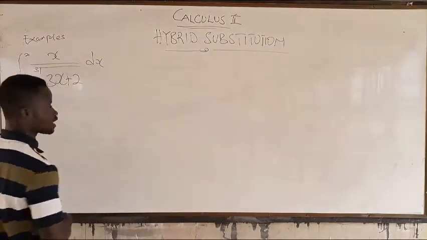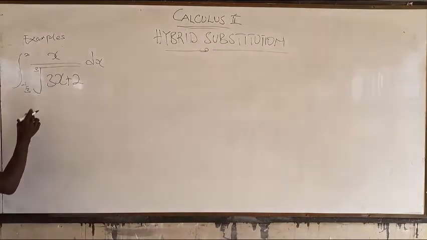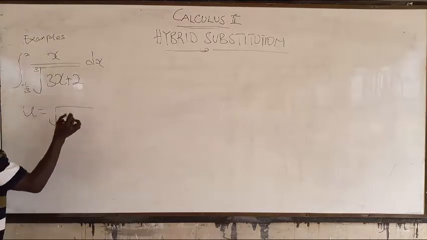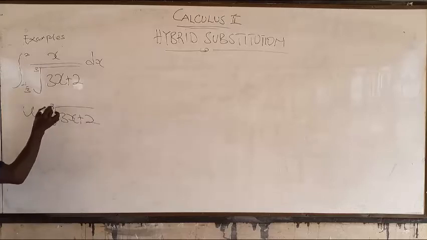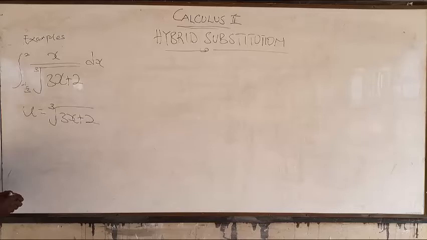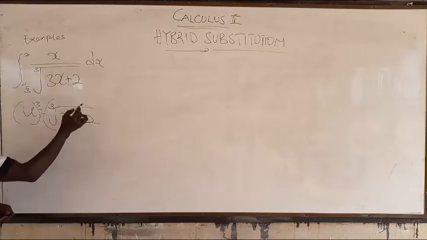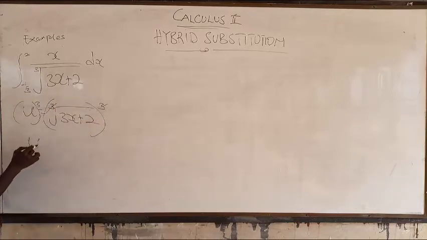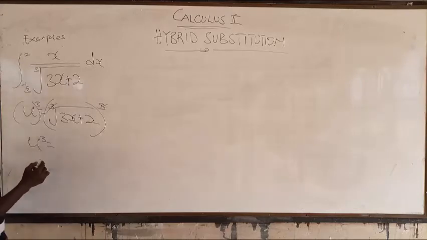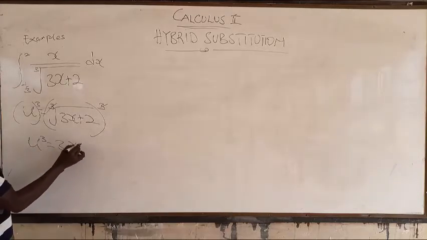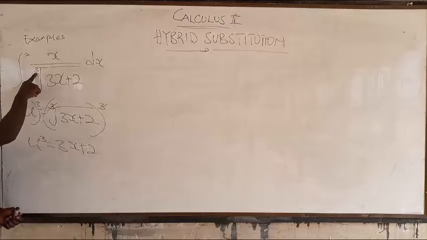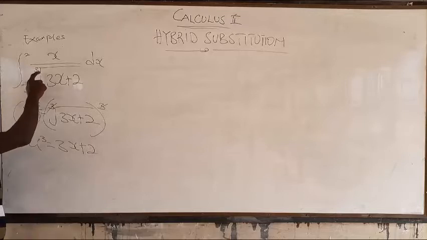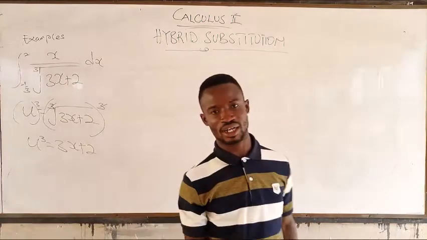So looking at what we have there, let's set u to be equal to the cube root of 3s plus 2. Then to remove this, what will you do? You cube both sides. So u cubed is equal to 3s plus 2, the same as writing u is equal to the inside, then you raise u to the power of 3. I hope it's clear and well understandable.